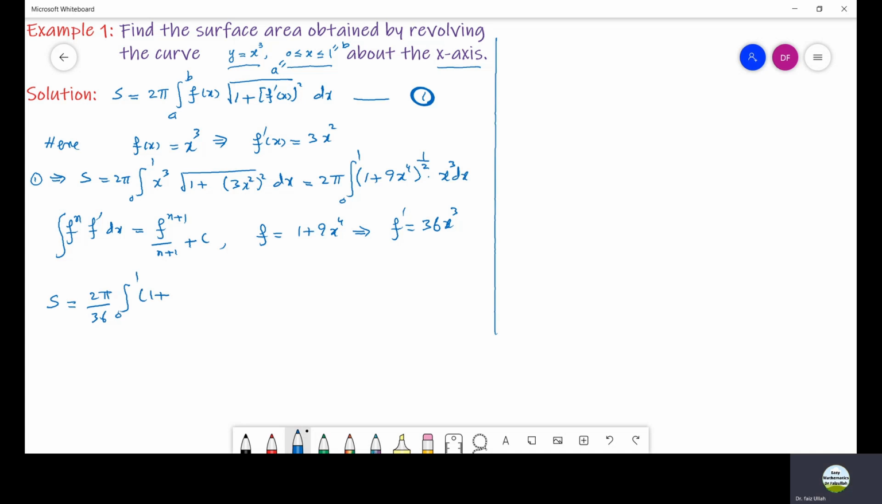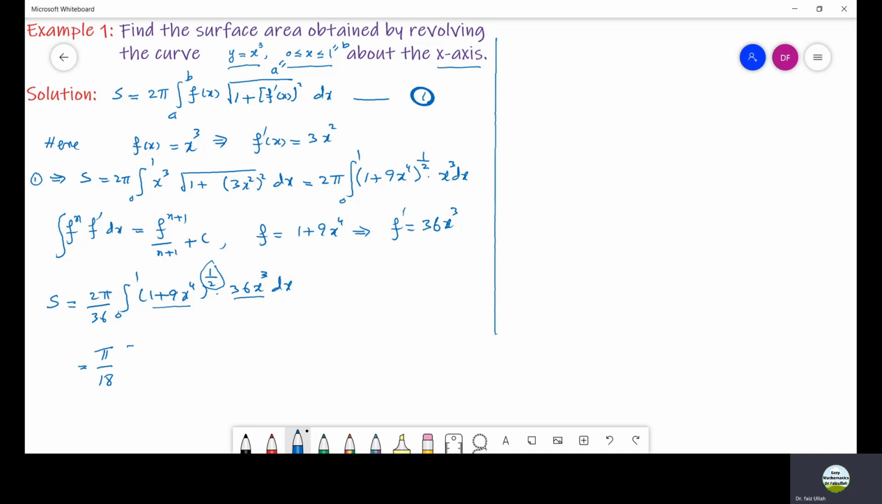Now this is (1 plus 9x^4) whole power 1 over 2 into, let us multiply with 36, so we have 36x^3 into dx. Now you can see this is f, this is f dash, and this one is n. So according to the above rule, if I want to integrate, let us simplify this. From this I get pi by 18.